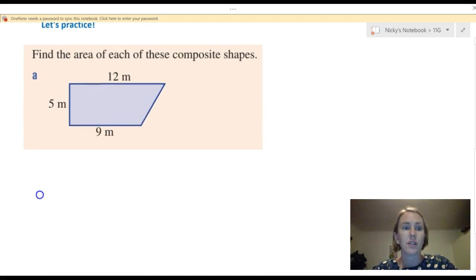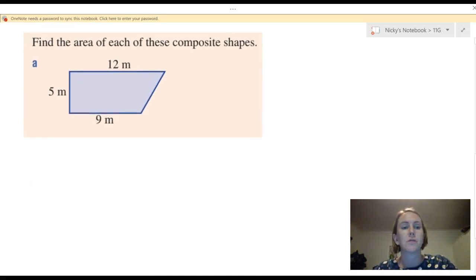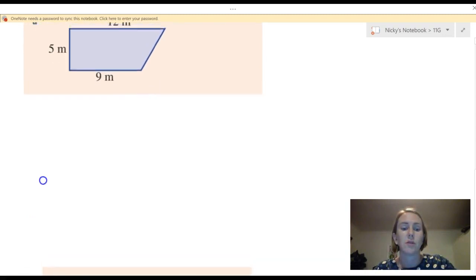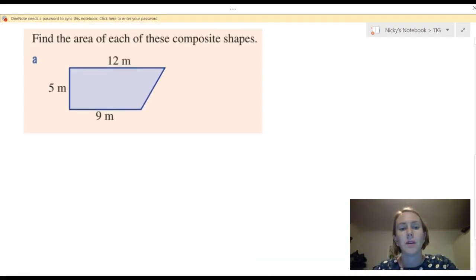Okay, so let's practice. This one here says find the area of each of these composite shapes. I've got another one to do in a minute. So this shape here is an irregular shape. It's not quite a rectangle. It looks like a rectangle, but it's had a section sliced off it a little bit. So this would be one of those situations where you find the area of a rectangle, including the bit that's not here, this little triangular section, and then find the area of that triangle and subtract it from your total.